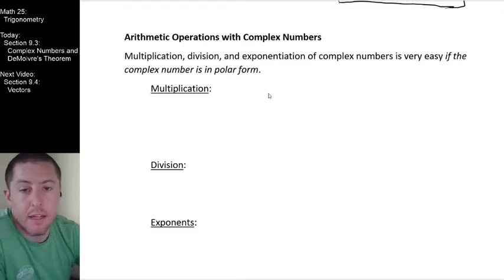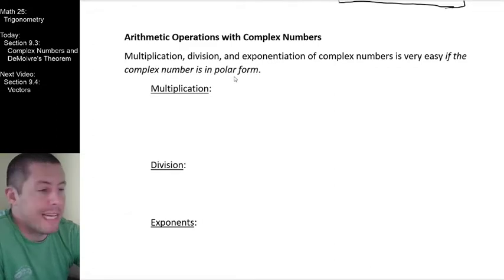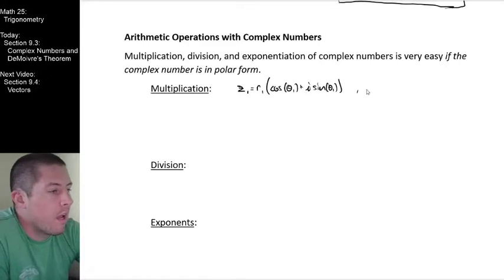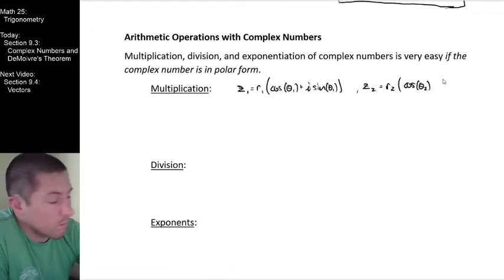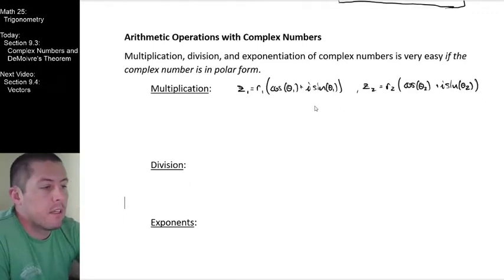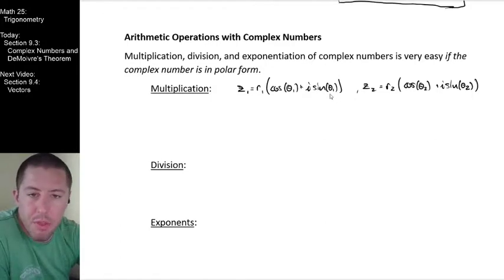So here's the thing that I'm thinking. Let's look at these guys currently in just polar form right here, because I want you to see the really nice stuff that's going to happen. All right. So what I'm going to do is I'm going to call Z1 R1 times cosine of theta 1 plus i sine of theta 1. And we'll call Z2 R2 times cosine of theta 2 plus i sine of theta 2, right? So we've got two very generic complex numbers, Z1 and Z2, both in polar form.